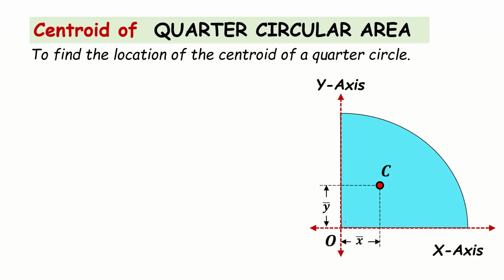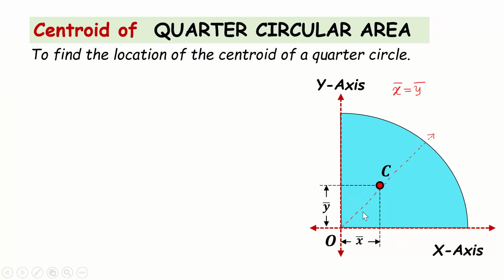If you see this diagram, friends, this will be the axis of symmetry. It means this particular axis divides the entire quarter circle into two equal parts. So I can say this is the axis of symmetry, friends. From this simple geometrical understanding, we can make out that the x coordinate and the y coordinate of the centroid are going to be equal. So we can say that x bar equals y bar. This is because the centroid is at the same distance from the y-axis as well as from the x-axis.